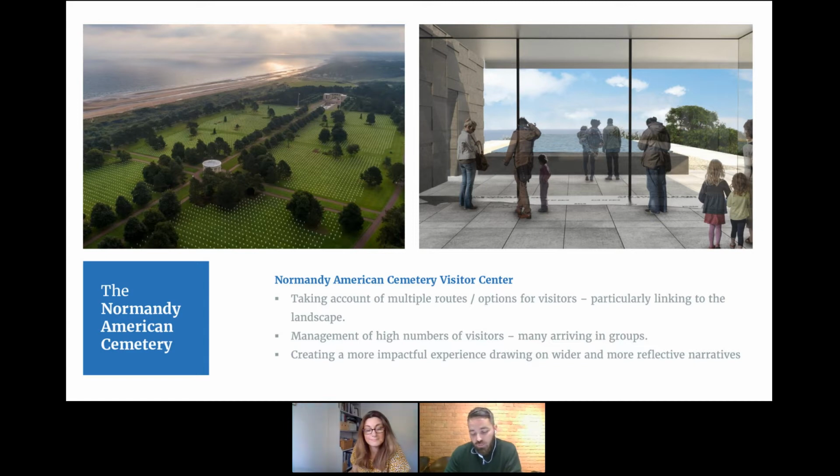The second thing we needed to understand on this project, and that again really helped us, was that the work we were doing here, no matter how good a job we do, it's never going to be as emotive as the landscape outside, or that moment when the visitor walks amongst the 9,000 headstones.